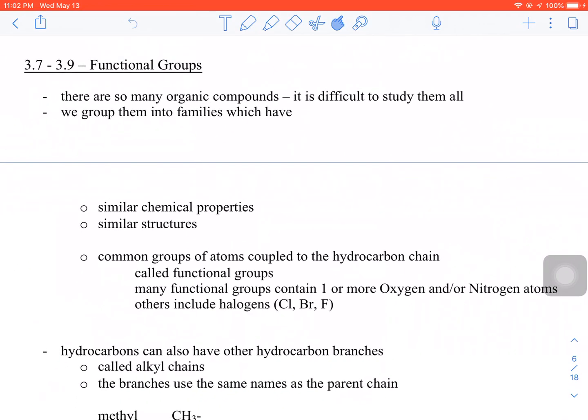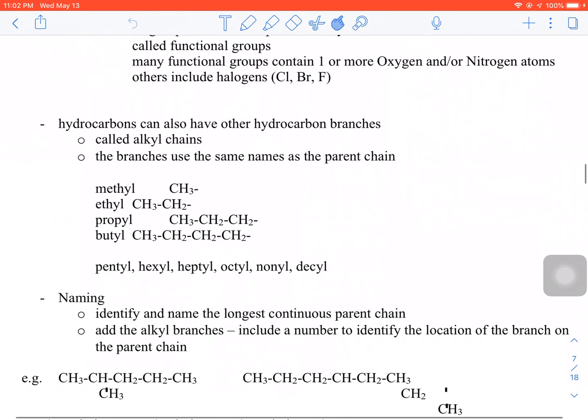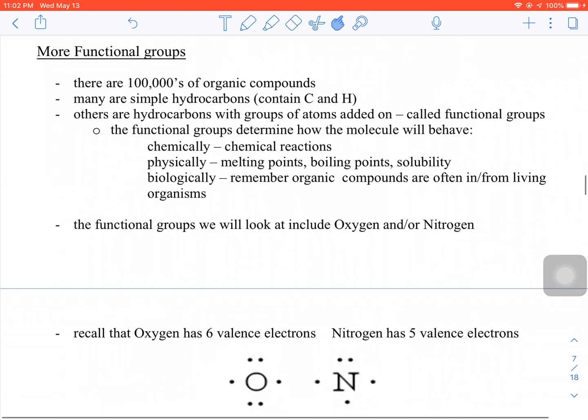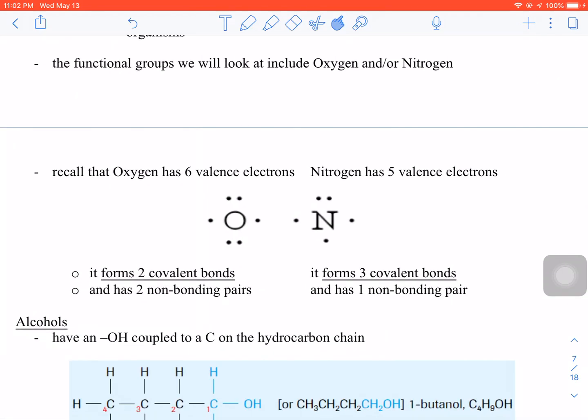Okay, so when I talk about functional groups, I'm talking about the fact that there are just so many different types of organic compounds, and that we try to group them into families, and that there's a number of different families, right? We talked about alkyl side chains, such as methyl, ethyl, propyl, butyl, and then we talked today about side chains that are not just hydrocarbons, but we talked about ones that involve oxygen.